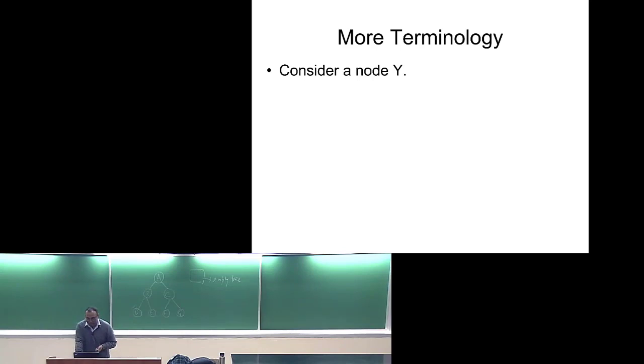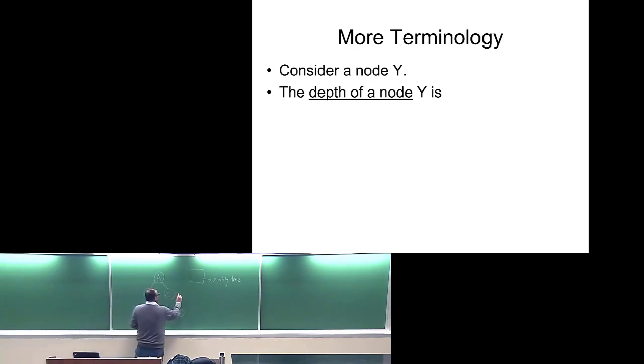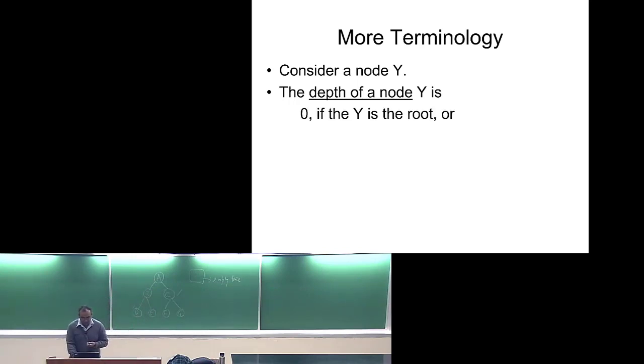So now let's learn about another term, which is the depth of a node. If we have a node y, then we can define the depth of all the nodes, right? Depth of this guy, these, all the nodes. So depth of a node y is 0 if y is root, right? So the depth of A is going to be 0. If that's the case, then depth of these two are 1. Depth of these are 2.